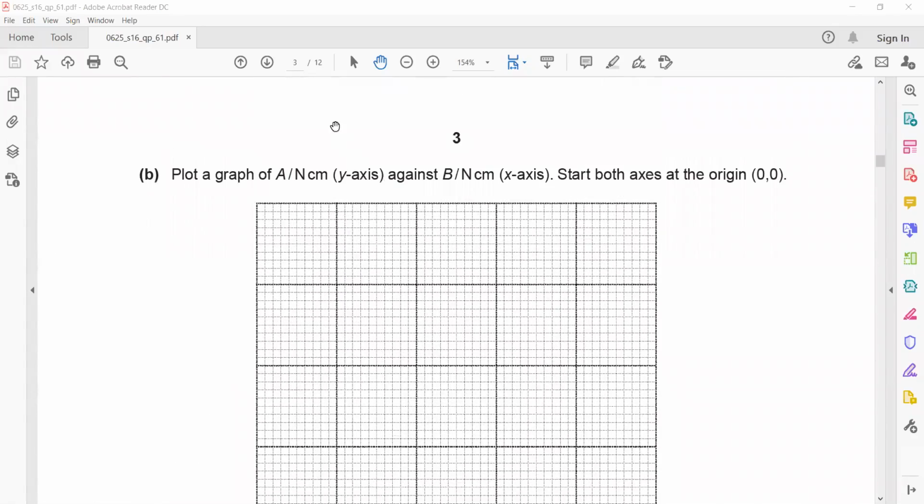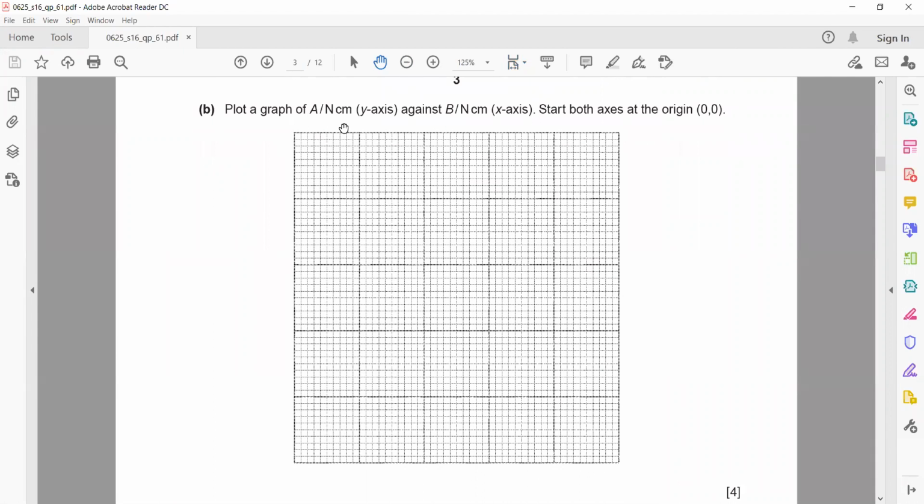In the next part, we have to plot a graph between A on x-axis, A on y-axis, and B on x-axis. You can see the column heading for A and B is already given here. It is Newton per centimeter.